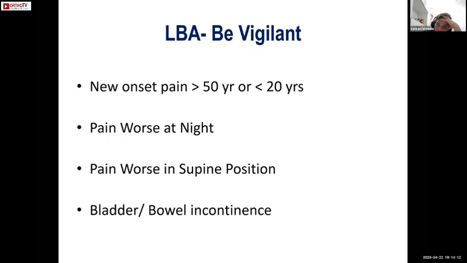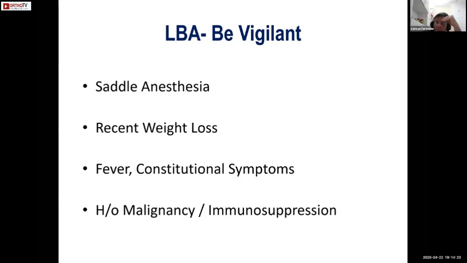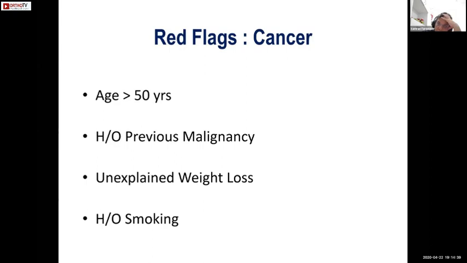Always ask about bladder and bowel symptoms, because that definitely indicates some kind of major neurologic compromise. Again, ask about saddle anesthesia and recent weight loss; again, it points towards either a malignancy or infection. Ask about fever and constitutional symptoms, and definitely ask about malignancy or any kind of immunosuppression. When eliciting history for cancer, we need to ask about age. Definitely be suspicious if the patient is more than 50 years.